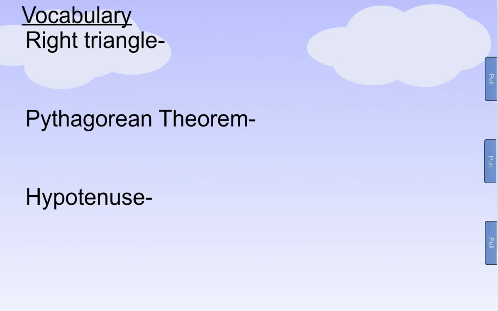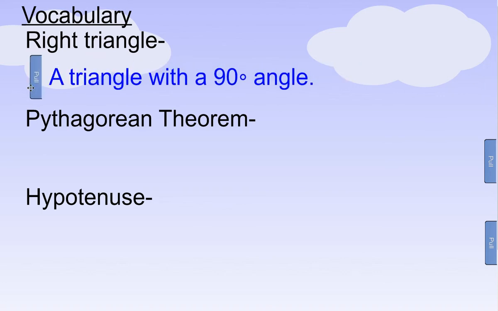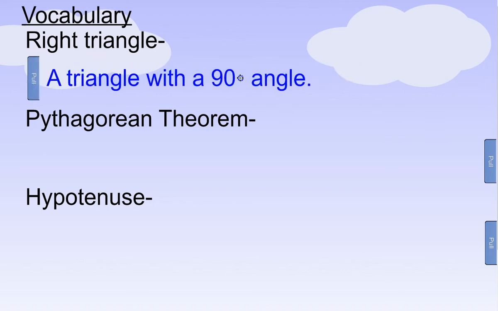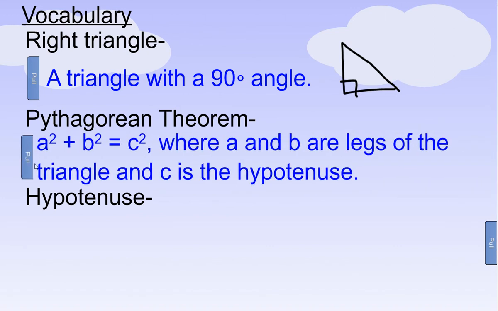So, first off, right triangle. A right triangle is a triangle with a 90-degree angle, meaning that it has one right angle. You can't have a triangle with more than one right angle. Okay, the Pythagorean theorem is this formula: a squared plus b squared equals c squared, where a and b are the legs of the triangle, and c is the hypotenuse.